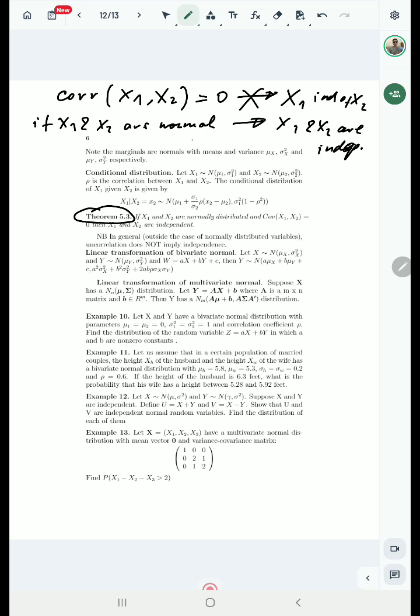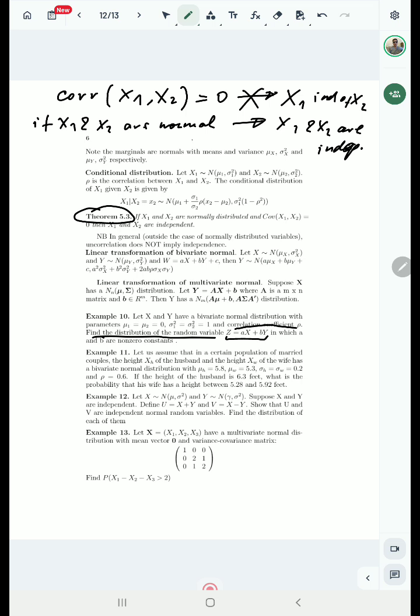Then we have example 10. We have x and y. They have a bivariate normal distribution with parameters mu1, mu2 equal to 0, so basically x and y both are standard normally distributed, but they have some correlation coefficient rho, so they are not independent. We have to find the distribution of the random variable z, which is alpha x plus beta times y.